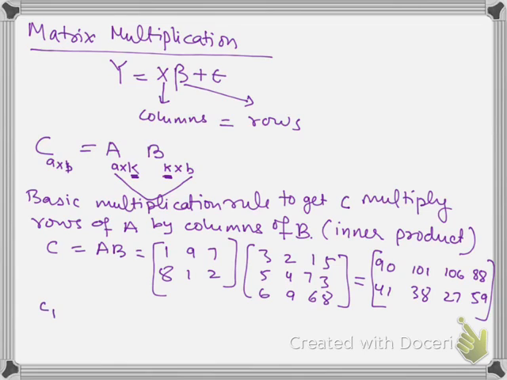So C, this first row, let me just show you what I'm talking about. This row and this column. So C11, first row, first column, is equal to 1 times 3 plus 9 times 5 plus 7 times 6, which is 90.